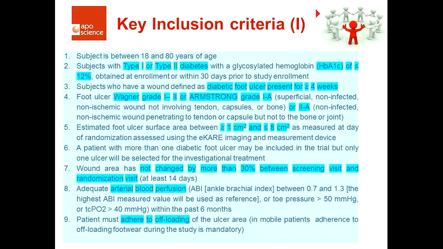And patients need to adhere to the offloading. We've heard about the Charcot deformity. If there is a deformity that we cannot put on offloading, those patients with those wounds are probably not suitable for this study. Okay, so I just wanted to indicate it's ABI or toe pressure. So there are different possibilities. There is no need to have all of them, of course.